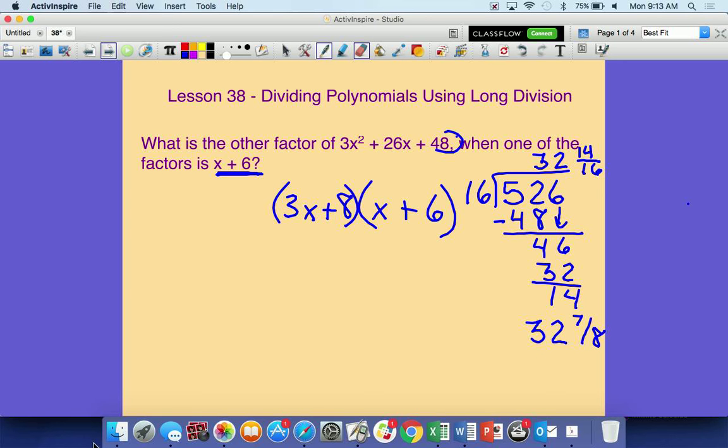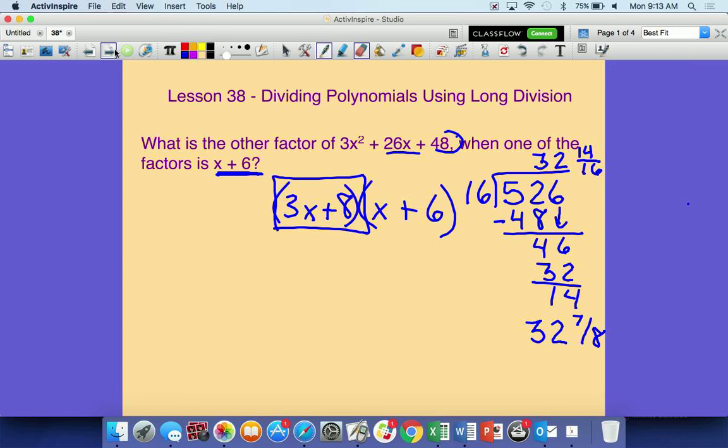Alright, so then we just got to check to make sure that we get a 26x in the middle. 3x times 6 is 18x, plus 8x is our 26x. So this is factored correctly, and that tells us that that is our answer, the 3x plus 8. Okay, if you see these in your homework that you can factor, do it. It's always easiest to do it that way.